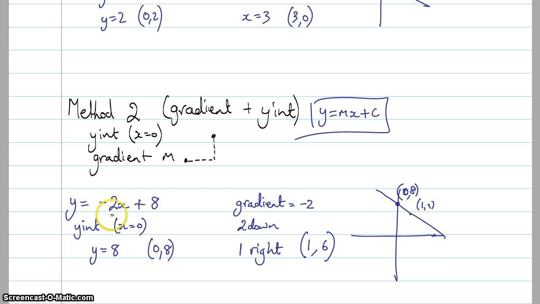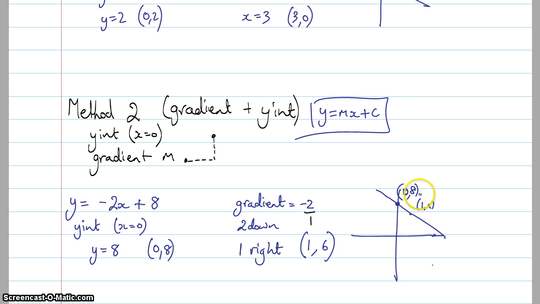I can see that negative 2 is my gradient and 8 is my y-intercept. I can find my y-intercept by making x equal 0, but I can always just look at it from my equation. So I get the point 0, 8. I'm going to use this point and apply the gradient to it. The gradient is negative 2, really negative 2 over 1. All numbers are actually fractions, sometimes they just have a 1 on the bottom.